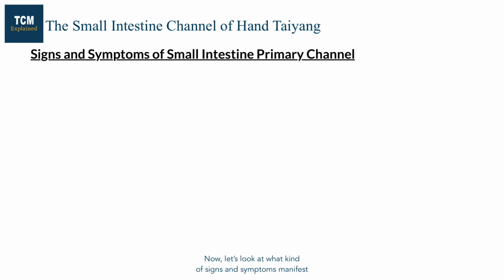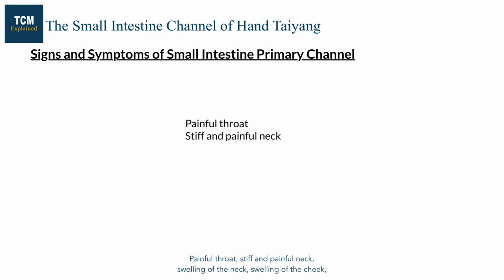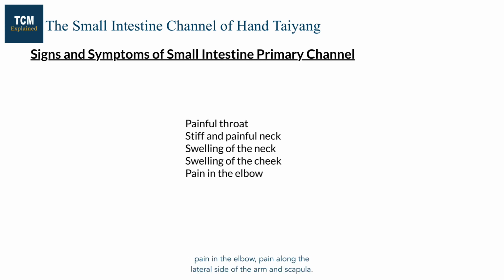Now let's look at what kind of signs and symptoms manifest when there is a problem with the small intestine primary channel. Painful throat, stiff and painful neck, swelling of the neck, swelling of the cheek, pain in the elbow, pain along the lateral side of the arm and scapula.